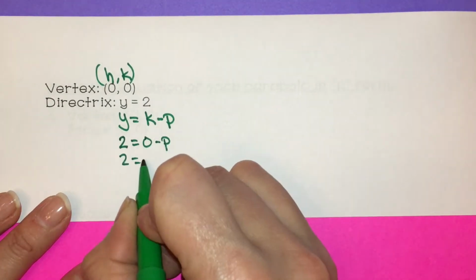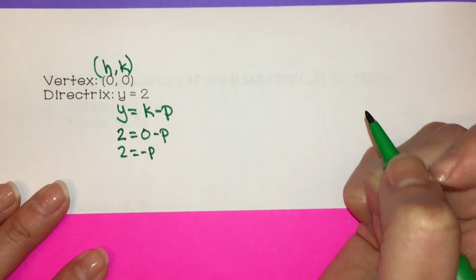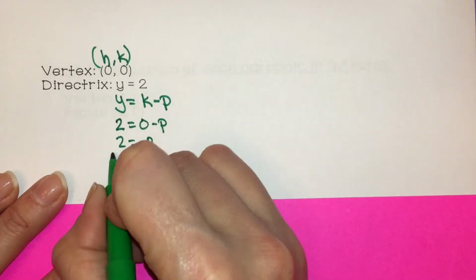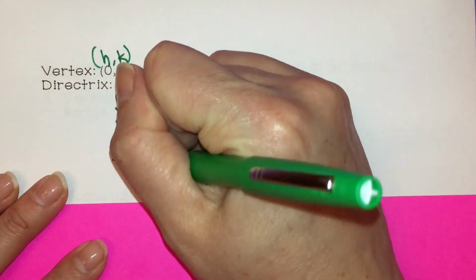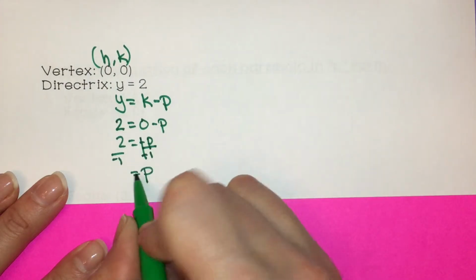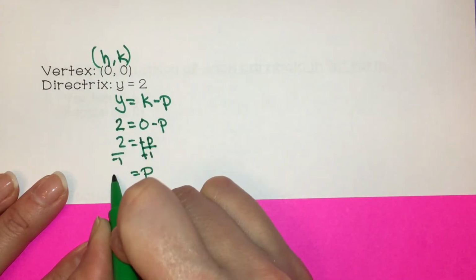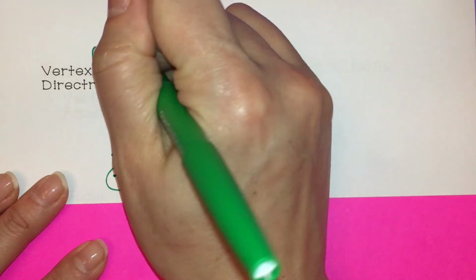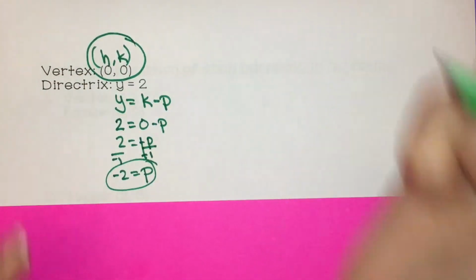2 equals 0 minus p, which is negative p. Well, p can't be negative, so I'm going to divide both sides by negative 1. Negative divided by negative is positive, so p equals 2 divided by negative 1, which is negative 2. So I know my h, k, and p.